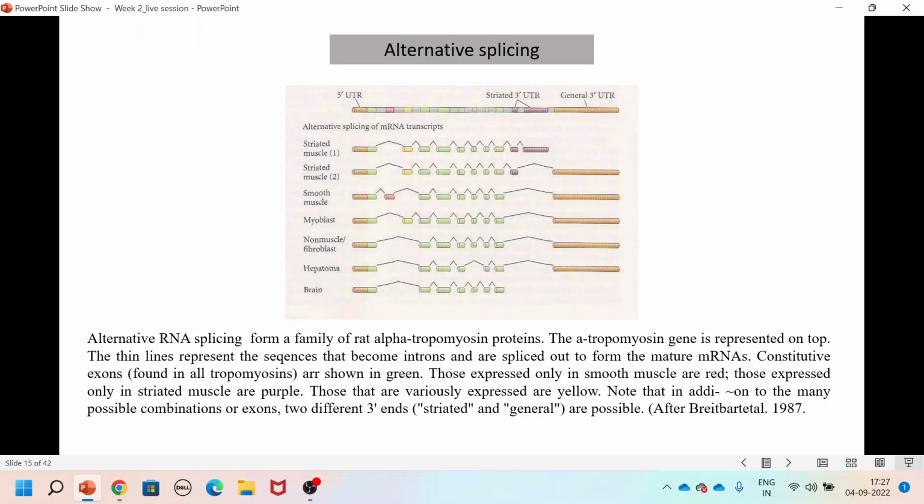So in short, we can say that alternative mRNA splicing is a means of producing a wide variety of proteins or a wide variety of mRNAs from the same gene, depending on which exon is being selected as a part of the mRNA.